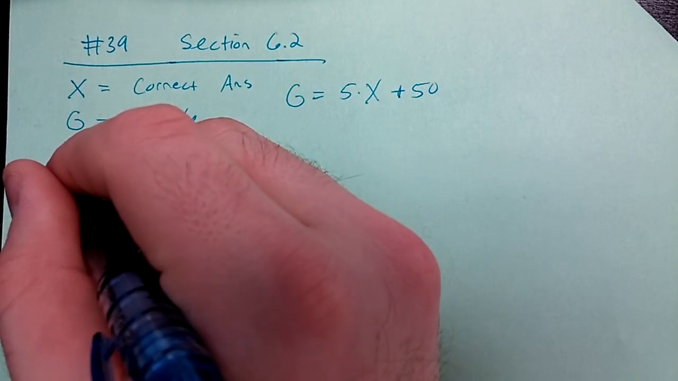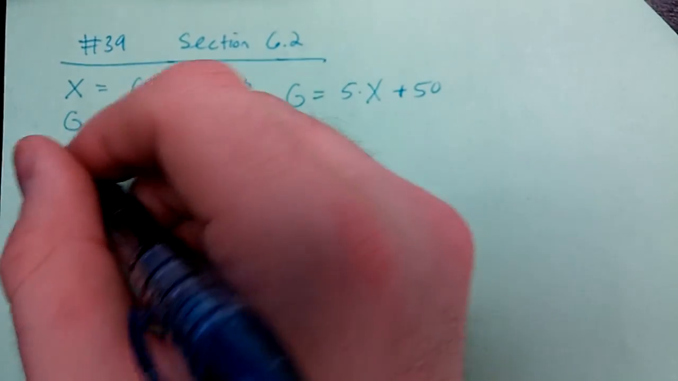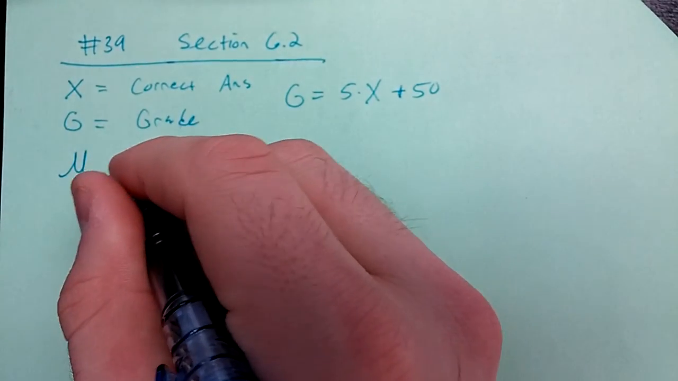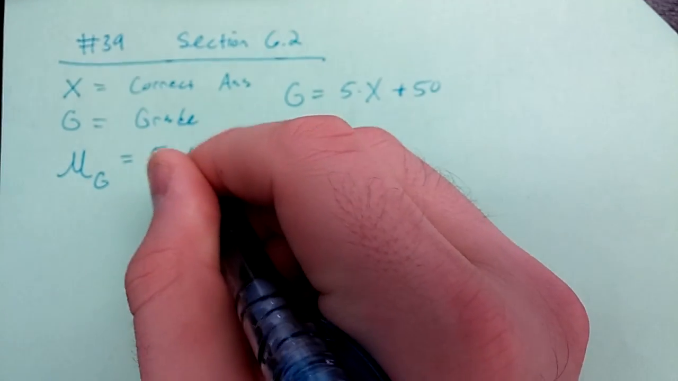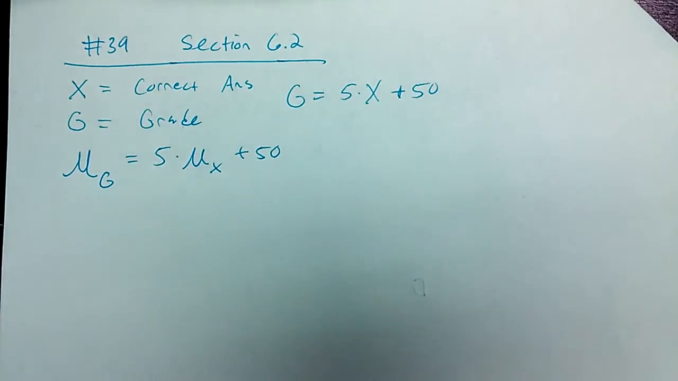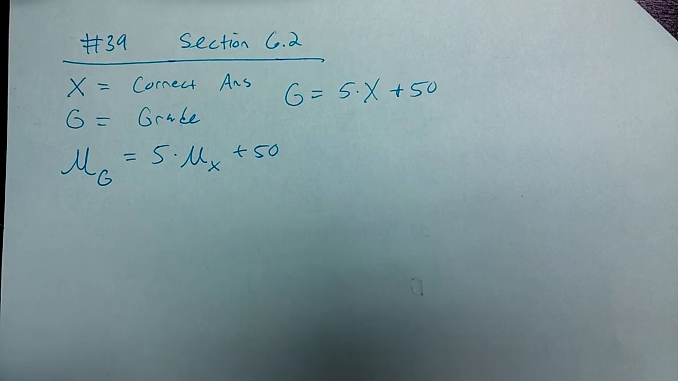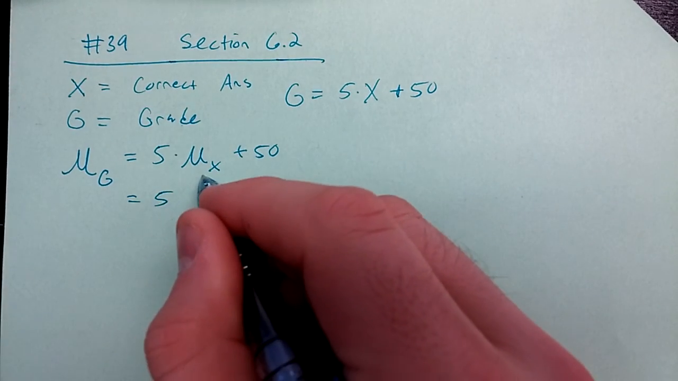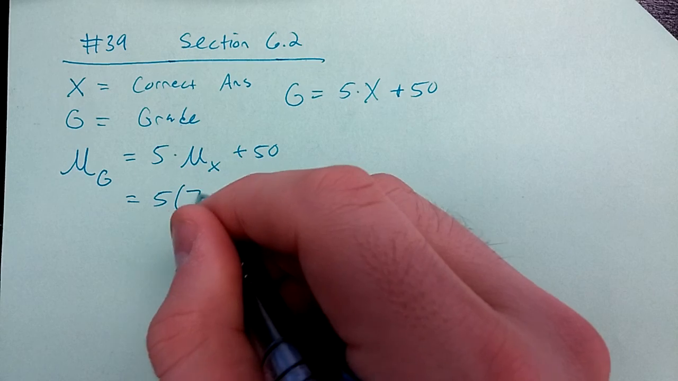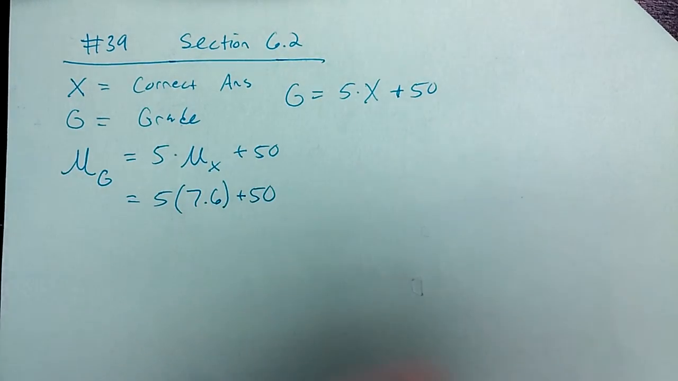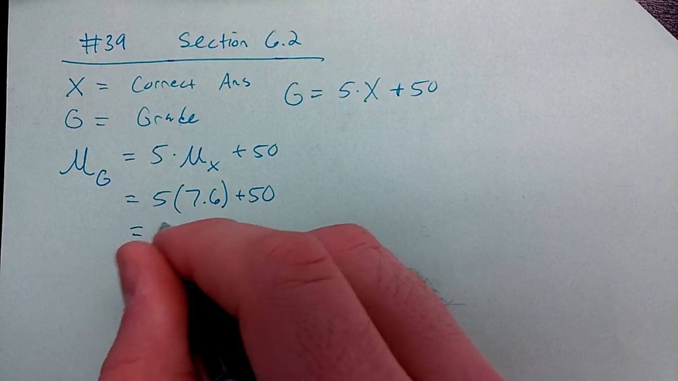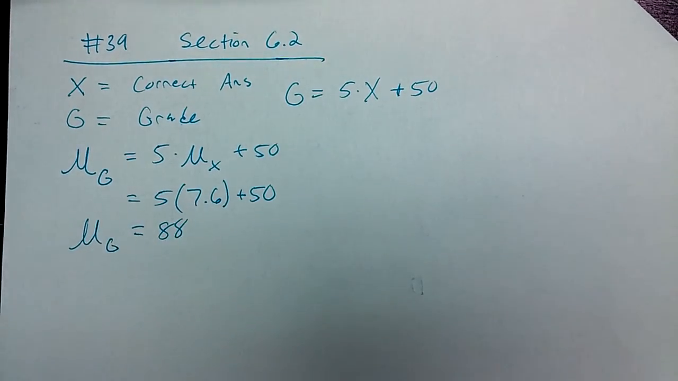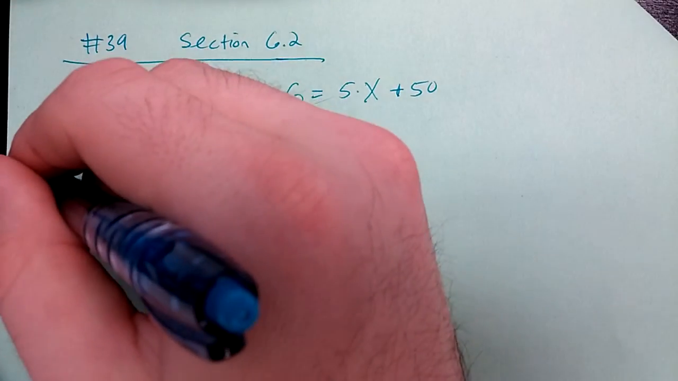Part A says find the mean of G, show your method. If we're going to find the mean of G, we're going to be doing two operations here. We're going to find 5 times the mean of X, and then we're going to add 50 to it. Because remember, whether you add or multiply, both affect the mean. And we'll get to what happens to the standard deviation next. The information given, mu X, is actually given to us in the book. The mean is 5 times 7.6 plus 50. When you multiply 5 times 7.6 and then add 50, you get an average of 88. So the mean grade for the variable G is 88. That's part A.